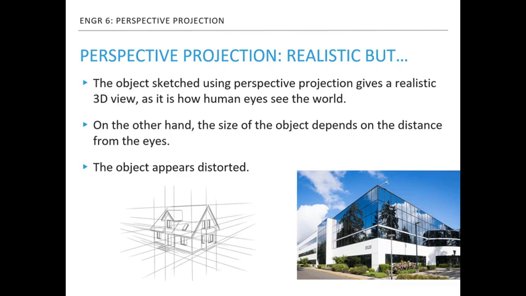Also, the shape of the object is distorted in the perspective projection. A perspective sketch is good to visualize the overall shape of an object because it looks realistic with a 3D depth perception. But it is not used in engineering drawings because it does not convey the accurate size and shape information independent from its location.